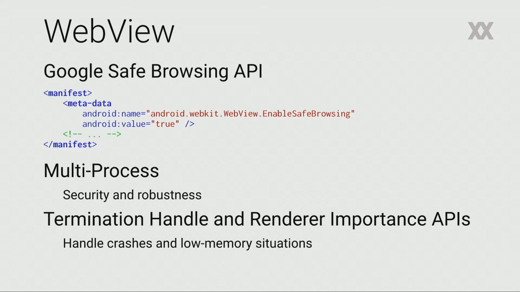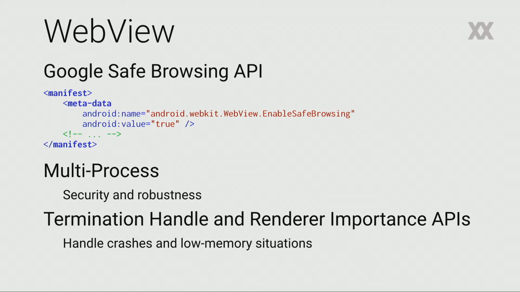WebView comes with really useful new APIs. We've added the ability to use safe browsing that you know and love from Chrome that detects malware and unsecure web pages. So if you add this metadata tag in your manifest, it's going to use the same backend and the same API that Chrome itself uses to secure the browsing experience for your users.